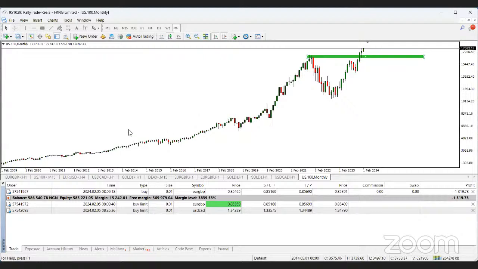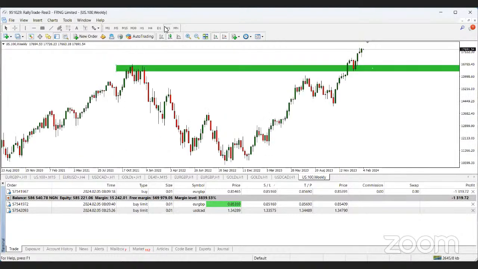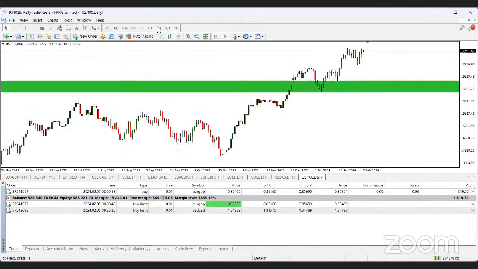That said, it means that you should be buying the dip on US 100. Where can we buy the dip on US 100? Since we know that the price is always going up on monthly and weekly and daily. Look at weekly going up, look at daily going up. So where do we now buy the dip?